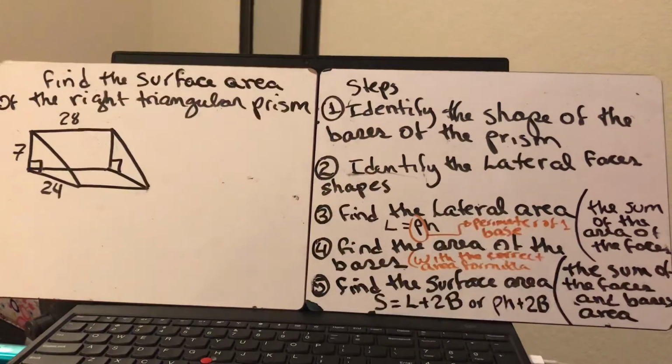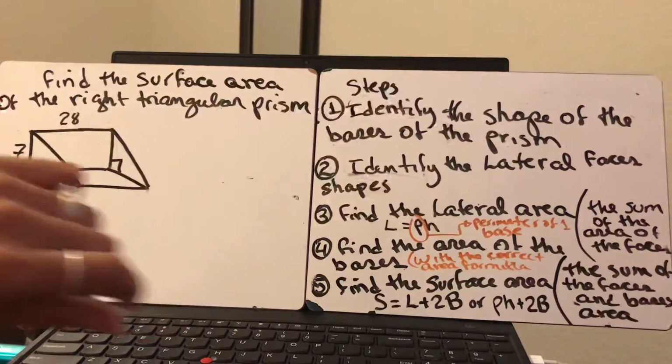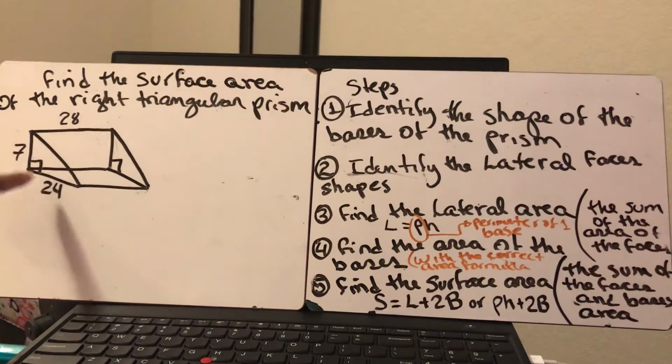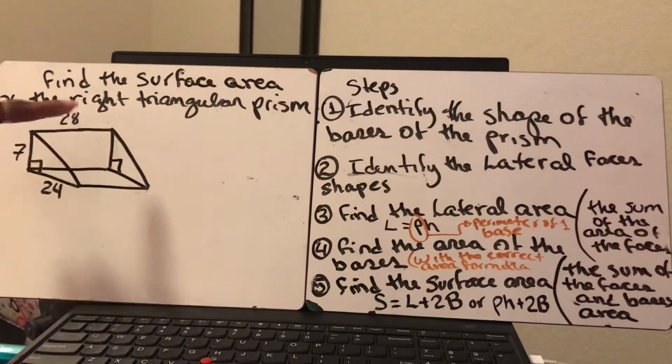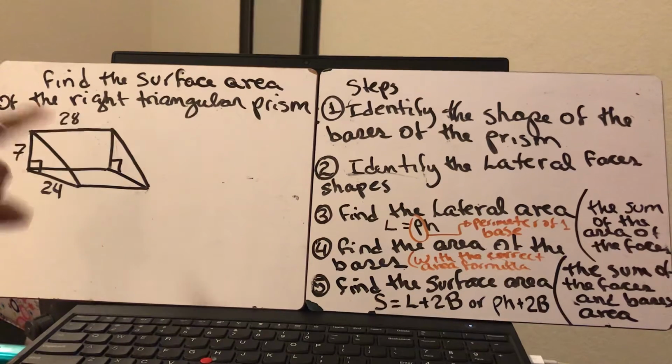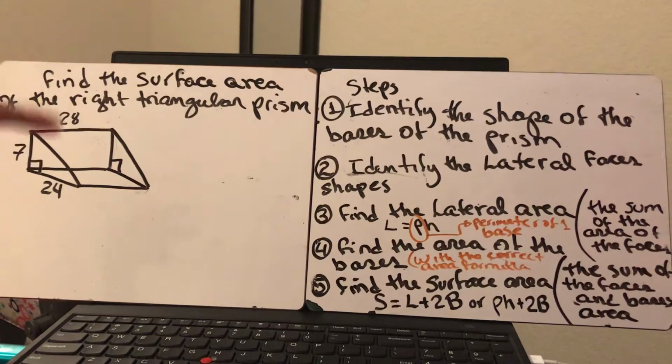Well, let's follow the steps. The first thing you're going to do is identify the shape of the base. The shape of the base is a right triangle, and there are two bases. I already identified my base. It's very important so that you don't confuse it with a face. Then I will identify the lateral face shapes. In this case, I have three lateral faces, and they're all rectangles, though not necessarily three congruent ones. But I know I'm dealing with rectangles. Then I'm going to find the lateral area, which is the area of all the faces combined.